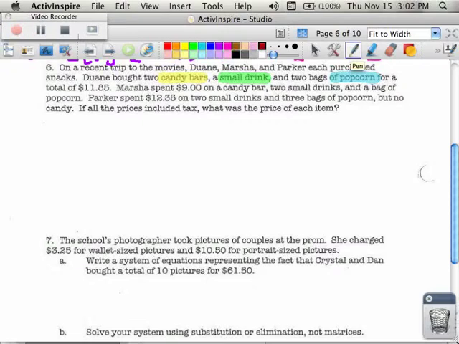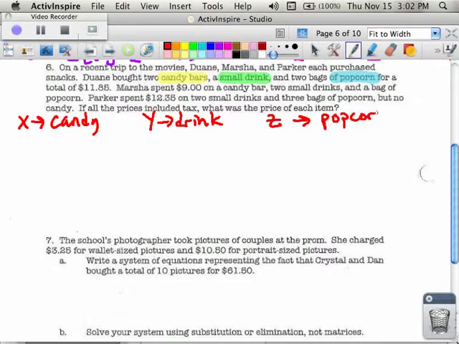So as I work with this problem, I'm going to write down, hey, these are the 3 things I was talking about. So let's say what they are. Let's call the candy bars X. Let's call the small drink Y. And let's call the popcorn Z. If I do that, what I need to talk about is what's going on in each situation. So each situation is actually talking about the different people.